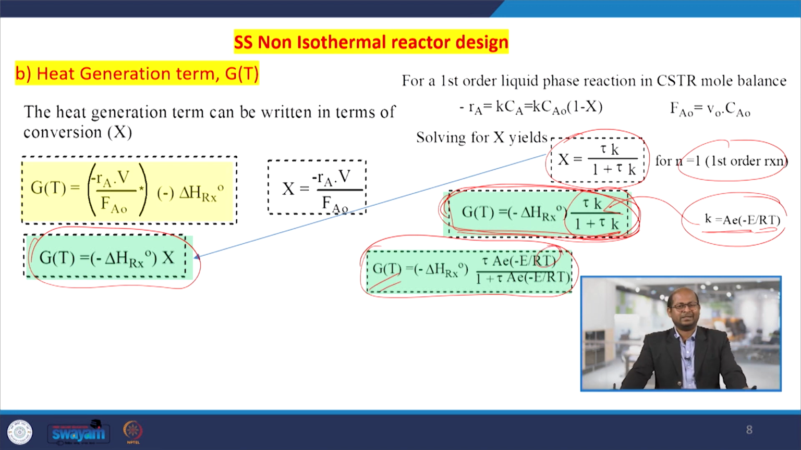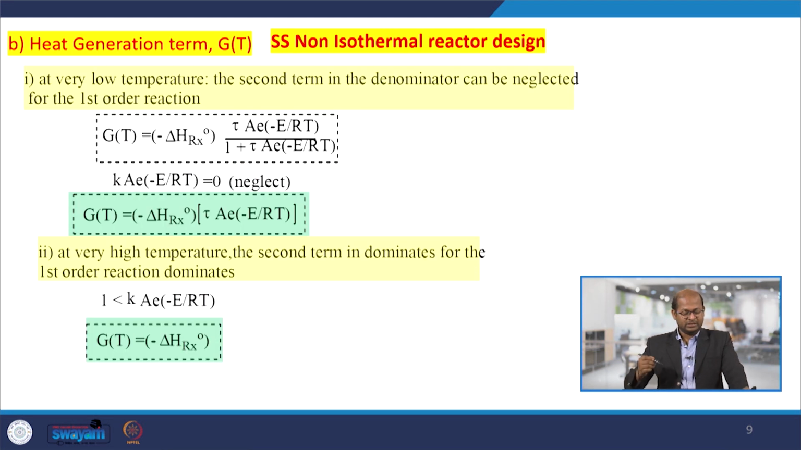G of T is the heat generation during reactions inside the reactor, which is a function of temperature. If we change the temperature inside the reactor, then the G of T value would be different. So either this way you can write, or these equations we can write this way, okay. So, now the G of T value we have written this way.